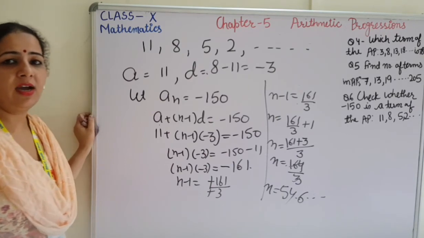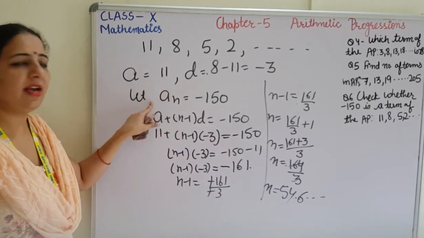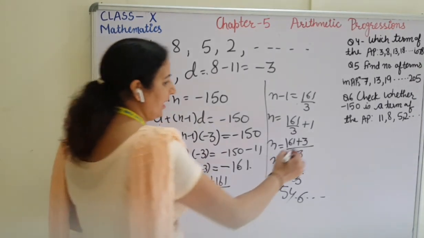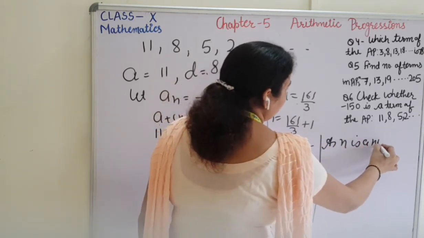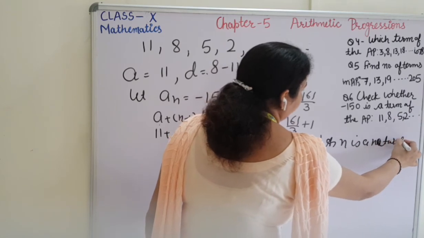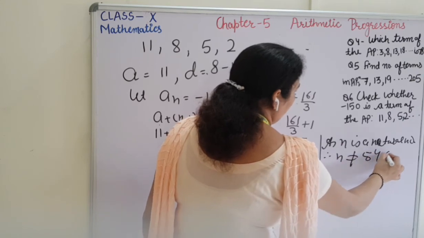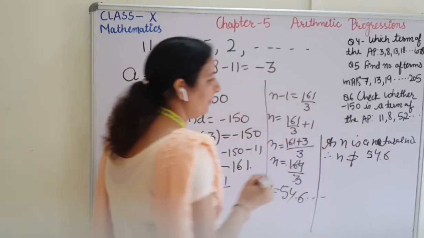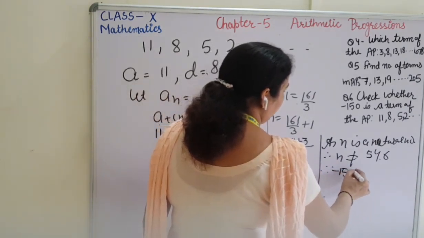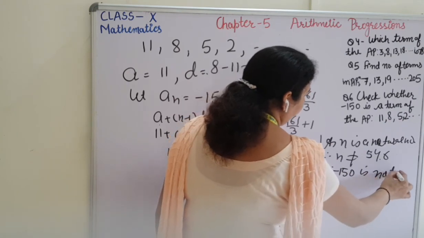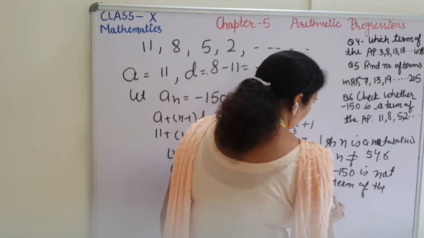Now n has to be a natural number, and the answer you got is a decimal number. So what you assumed with let was wrong. So we will write: n is a natural number. Therefore, n can't be equal to 54.6. Therefore, minus 150 is not a term of the given AP.